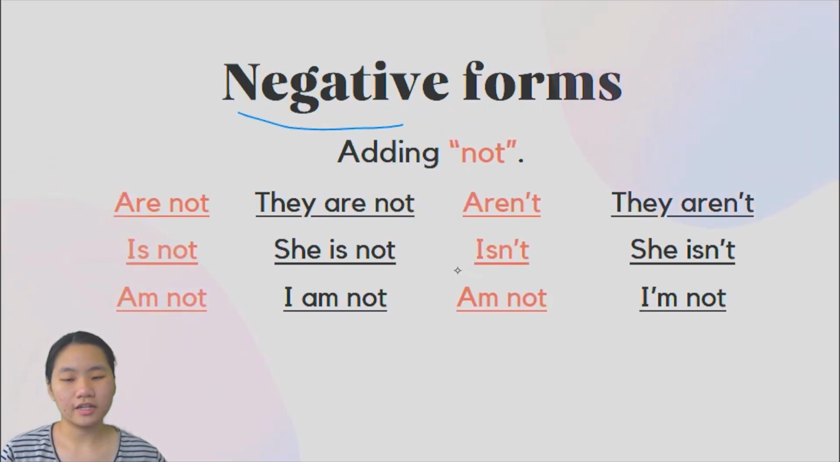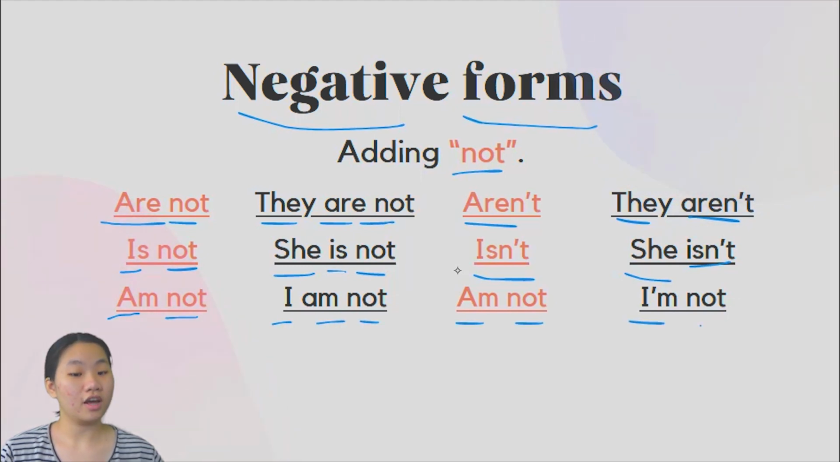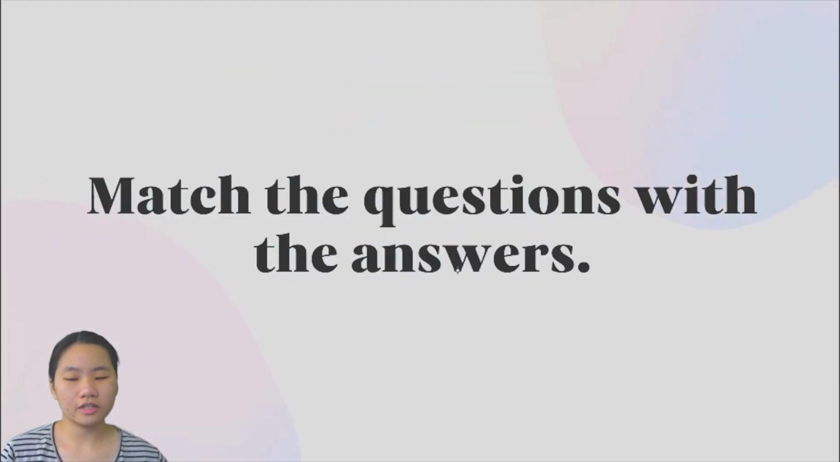Last one, negative forms by adding not to the verbs. Are not, they are not. Aren't, they aren't. Is not, she is not. Isn't, she isn't. Am not, I am not. I'm not. Our exercise for today is to match the questions with the given answers.